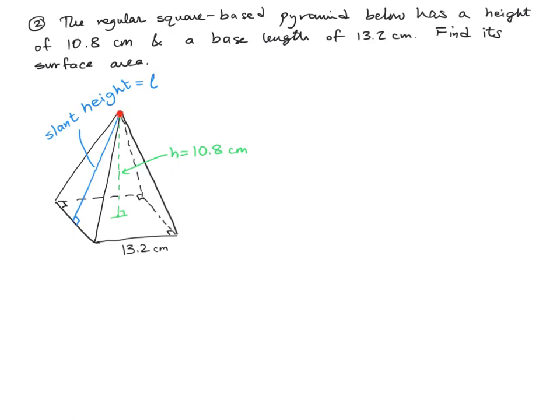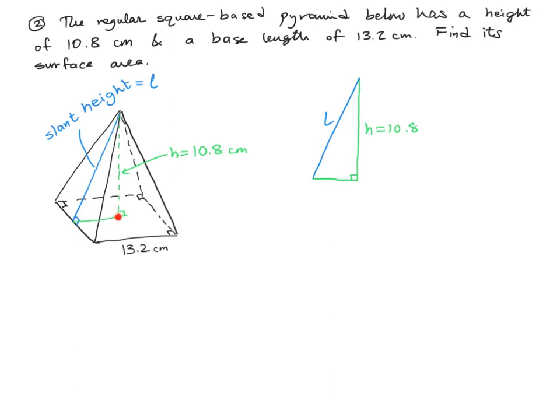Now, in order to figure out that slant height, we have to do a little bit extra work, and what I mean by that is we need to extend this line all the way to there and redraw this triangle like this. Where this side over here was the height, which was 10.8. And this side here was the slant height, which is L. And then this side down here is this length.